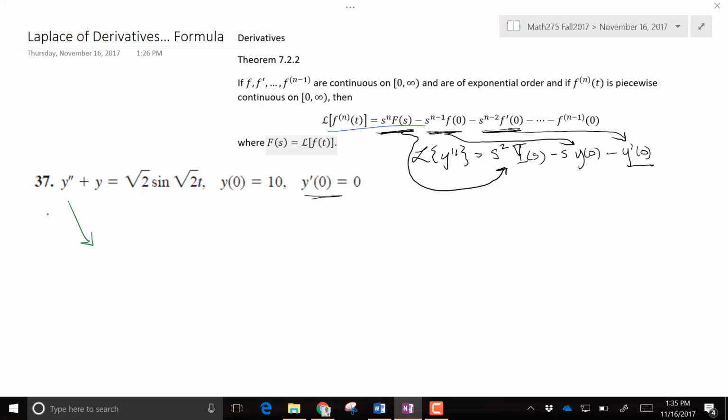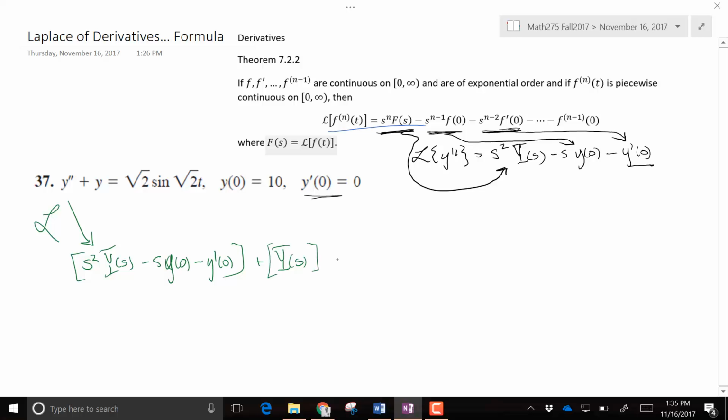All right, let's do the Laplace transform of this, and we found the Laplace transform of the second derivative. So that's s squared y of s minus s times little y of 0 minus little y prime of 0. So that's your y double prime. Your y is just the y. The square root of 2 is a constant. Let's just throw that square root of 2 out.